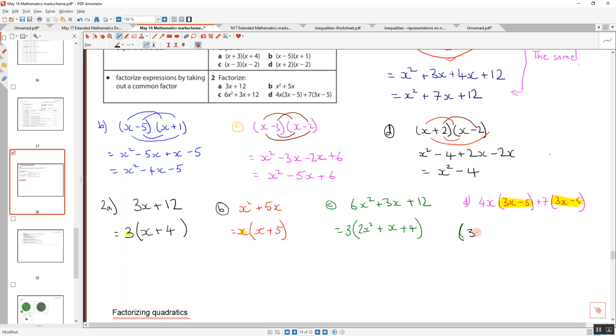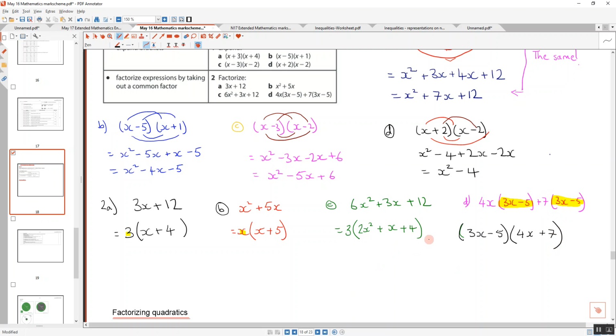Common factor is 3x minus 5. Okay, and then I need to put down, we open our bracket. 3x minus 5 times what gives me this whole thing? 4x, because what are these two things doing to each other? They're just multiplying. 3x minus 5 times what gives me this part? Plus 7. It is now factorized.